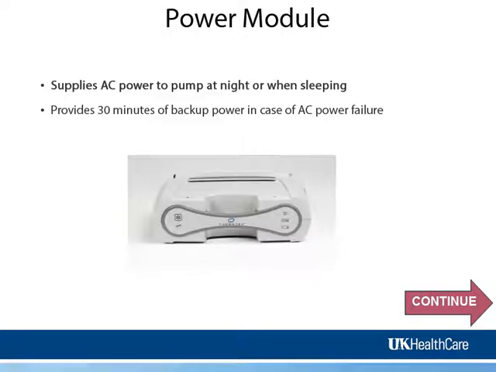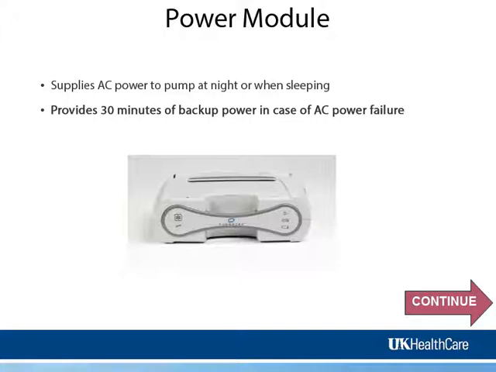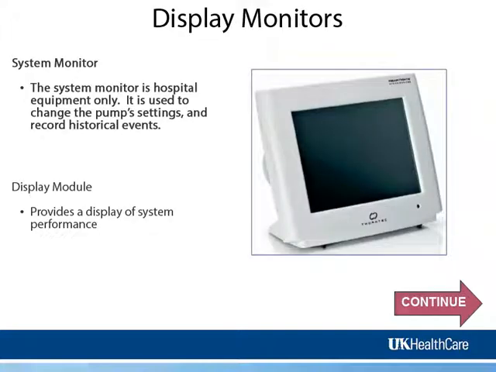The power module is an AC power supply that runs off of house current. It can provide 30 minutes of backup power during a power failure, and has a backup 12-volt adapter for use while in the car. The patient uses this reliable source of power during the night or any time the patient is sleeping. The system monitor is hospital equipment only.